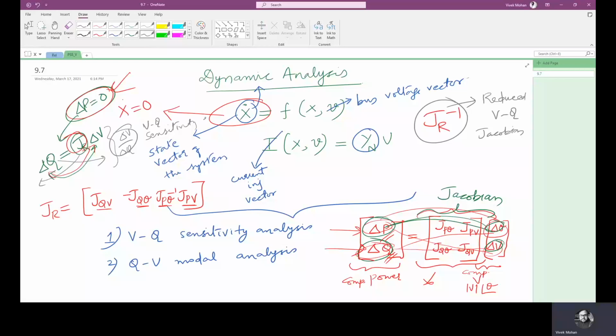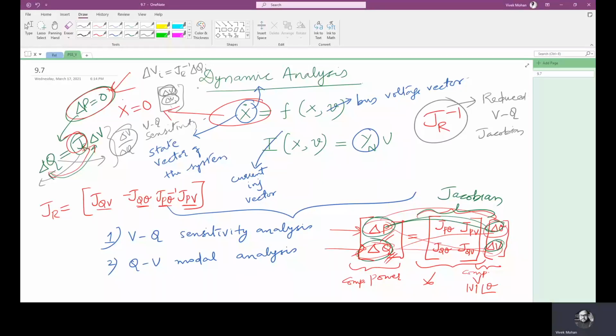So for each bus, we have this VQ sensitivity. If we consider it for the ith bus, then delta Vi equals JR inverse into delta Qi. Now, if it is a vector, we have delta V1, delta V2, etc. This is for the first bus, this is for the second bus. Here also we have delta Q1, delta Q2, etc. So for each bus, we have the VQ sensitivity. The VQ sensitivity at a bus represents the slope of the QV curve at the given operating point.